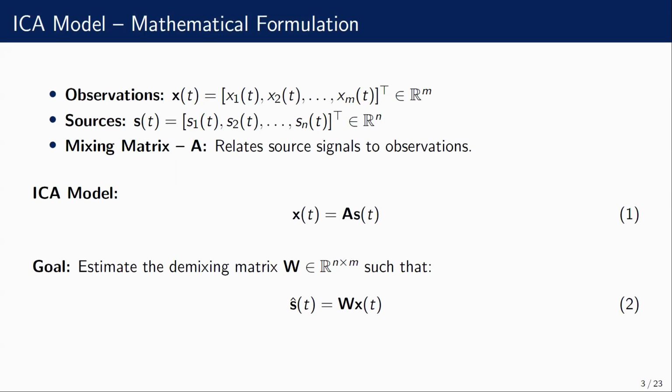Using the ICA approach, we aim to find a demixing matrix W that allows us to separate the mixed signals and recover the independent components. This is the power of ICA. With just the observed signals and the assumption of statistical independence, ICA allows us to recover the original sources even without knowing the exact mixing process.